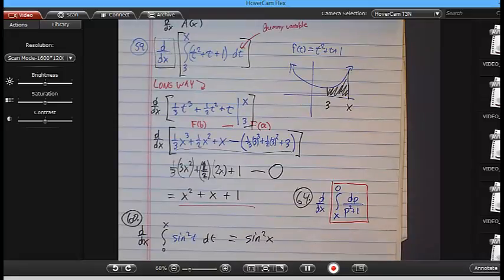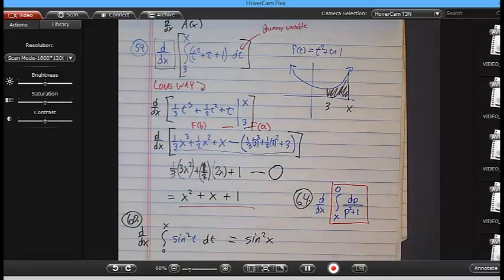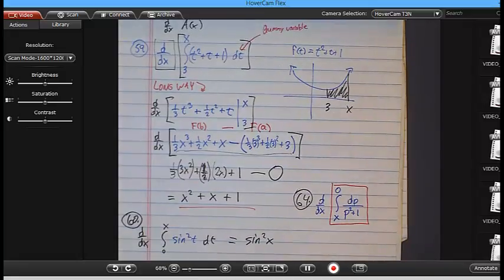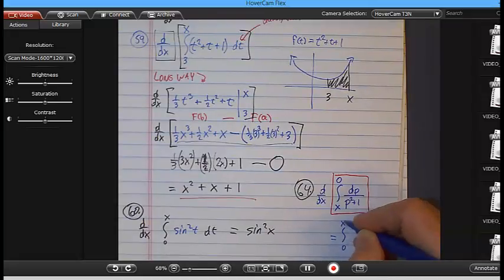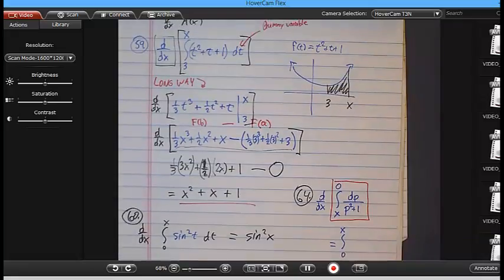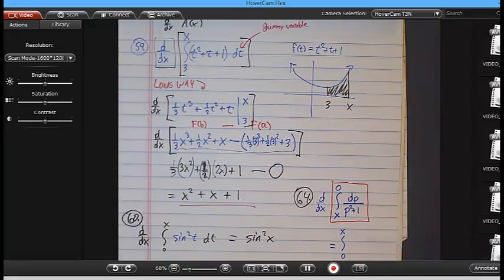I take the integral and I write it as 0 to x, but I put a negative sign in front.